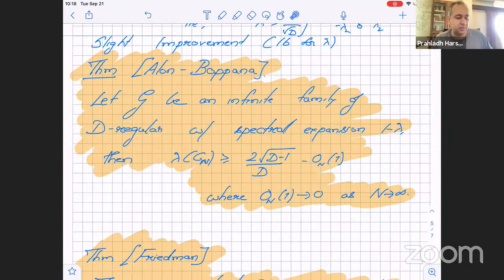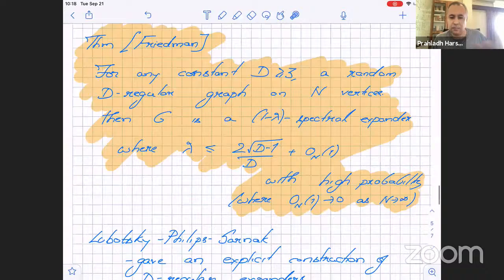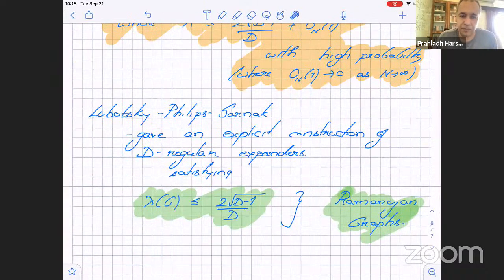It's almost tight. That's what a Ramanujan graph is. So these are the Ramanujan graphs, which we will see in the next lecture.